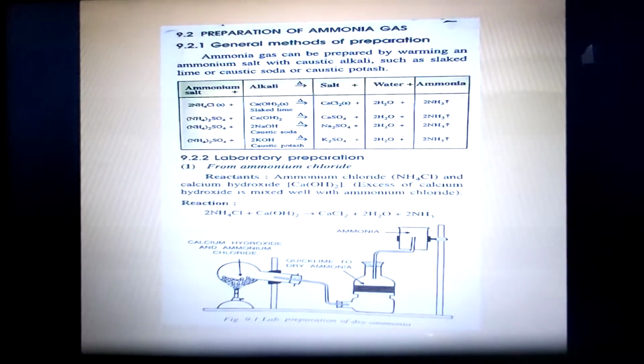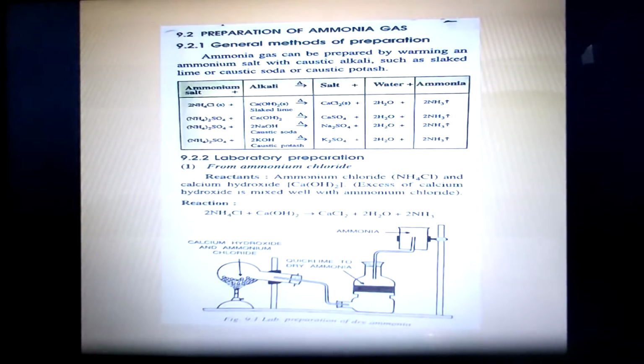Now see the diagram. You can see that the flask is not straight, it is tilted. Now there is a reason for this. It can be asked why the flask in the lab preparation of ammonia gas is kept in a tilted position. The answer is that, as you can see from the equation, one of the products is water vapor. The water vapor may condense into liquid water and trickle back from the neck of the flask.